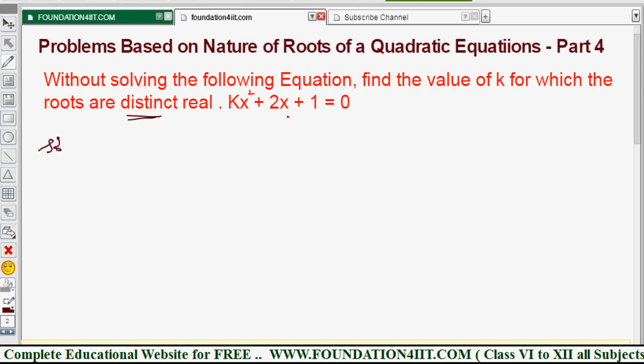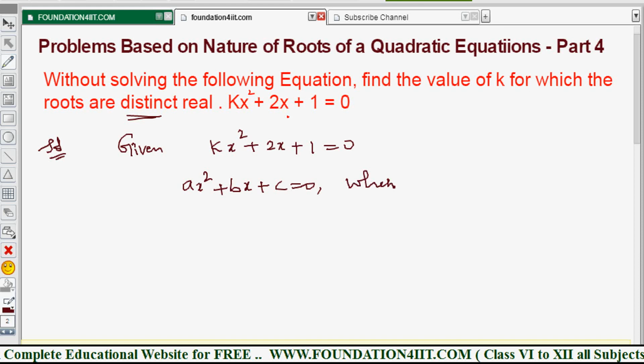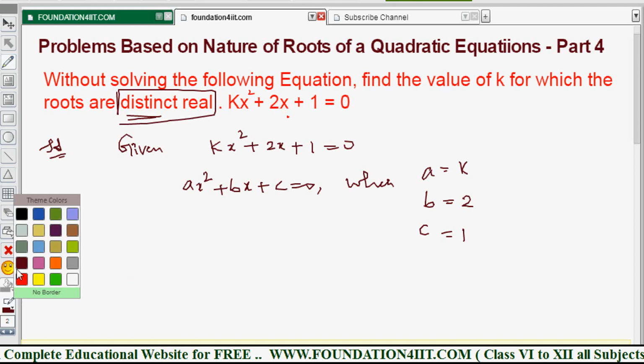Okay, from the solution. If you take the given equation, kx square plus 2x plus 1 is equal to 0, we need to find out the k value. According to the general form of the quadratic equation, ax square plus bx plus c is equal to 0, we can write the values of a, b, c. So a is the x square coefficient, that is k, and b is the x coefficient, which is 2, and the constant c is 1, right? And the main important thing is they mention distinct real.